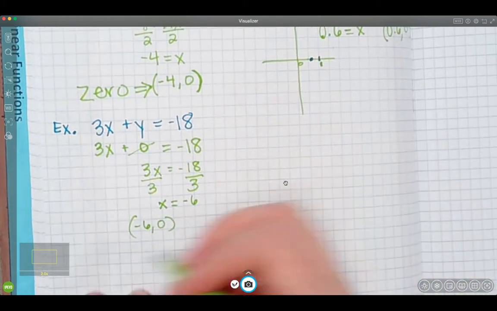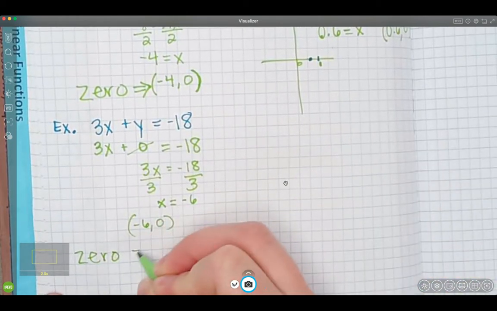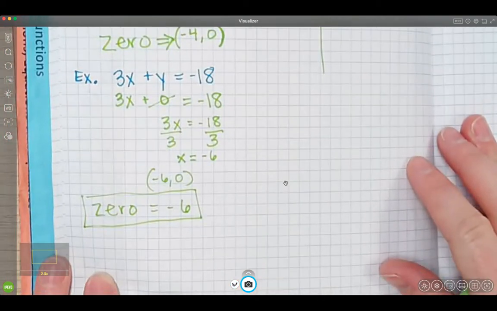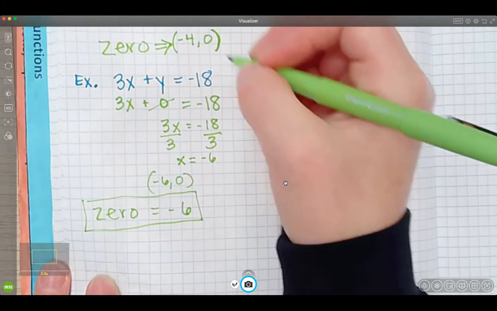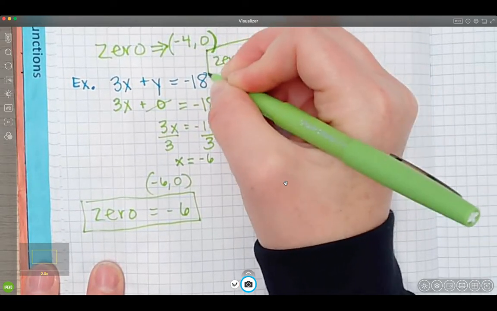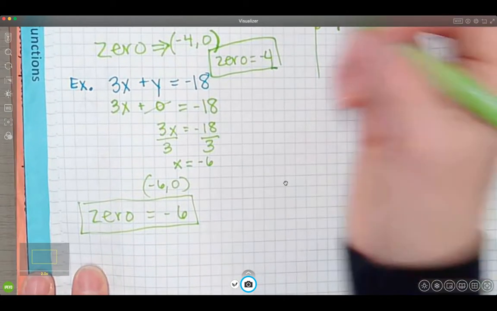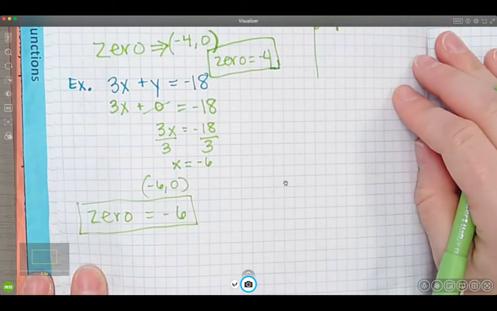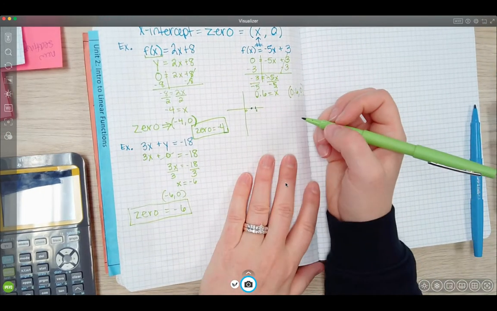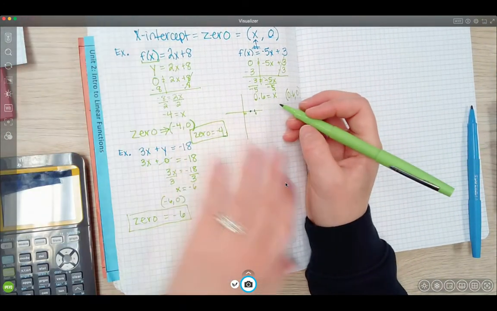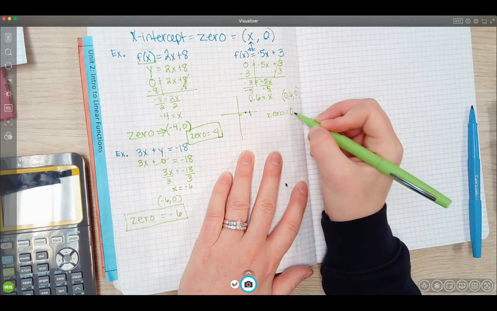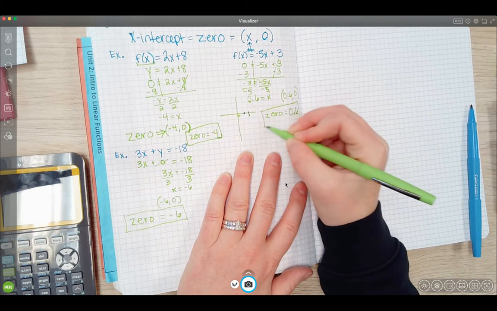So whenever I'm talking about zero, I can actually just write it as negative 6. I don't have to write the point. So I should have done that on these other two. Zero is at negative 4. So go ahead and do that now. And then my first example was zero is at 0.6.